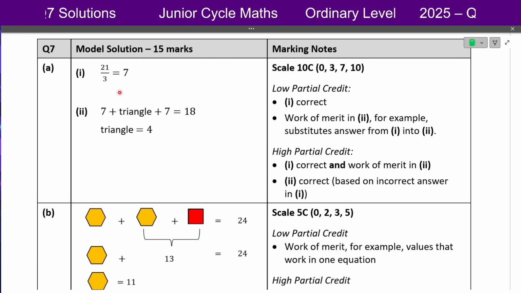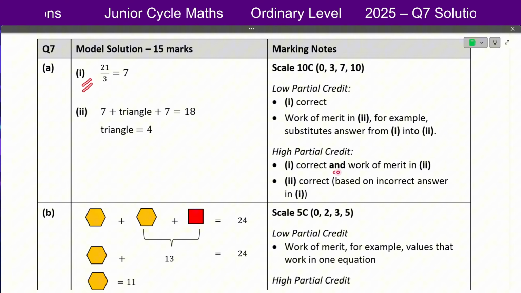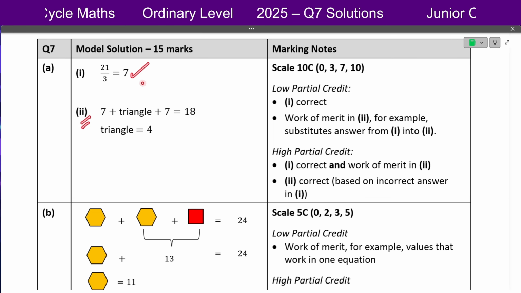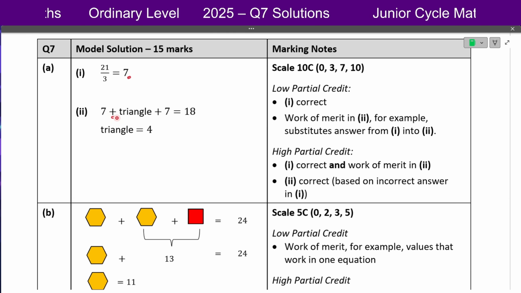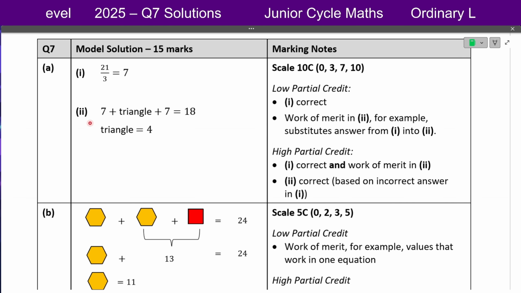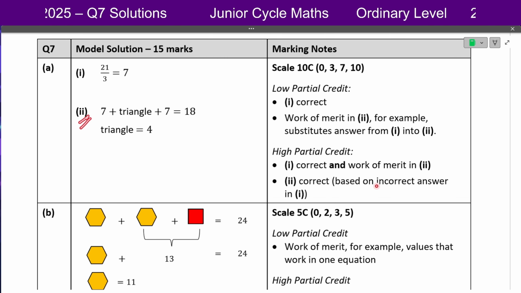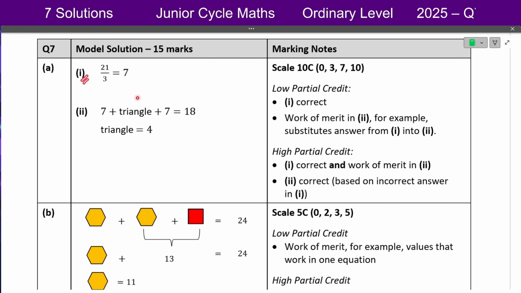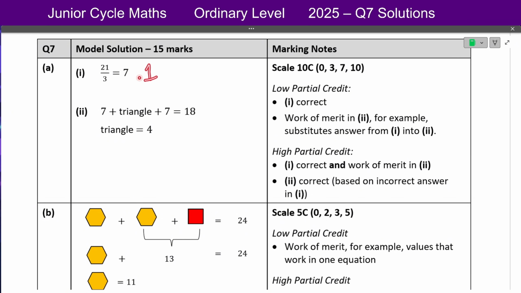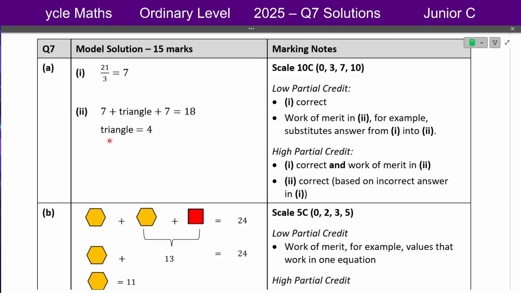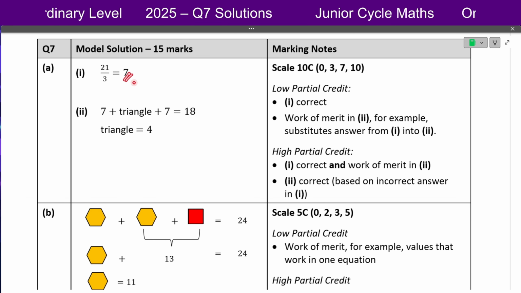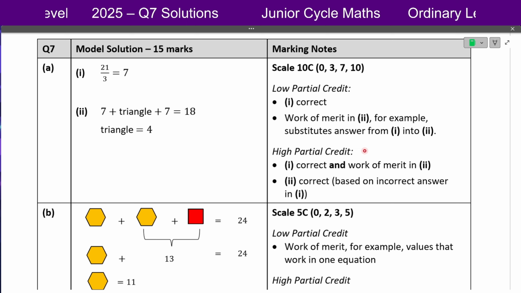If we have the first part correct and some work of merit in the second part, we should give this one. Or also we have the second part correct based on an incorrect answer from the first part. For example, if we wrongly computed the value here, instead of 7 we computed maybe 1, and if we substitute 1 into this equation and we get the correct value of the triangle based on the wrong value here, then we will get the high partial credit.